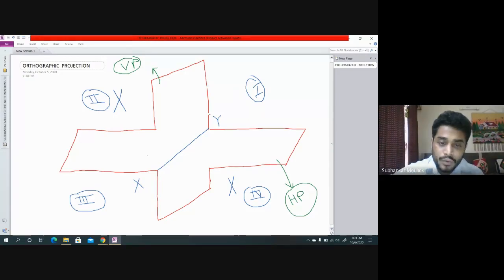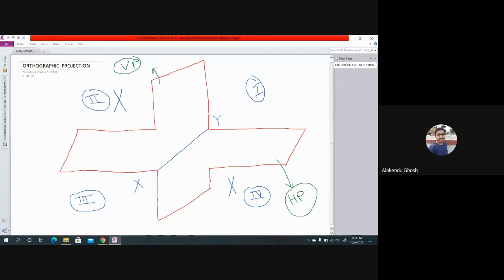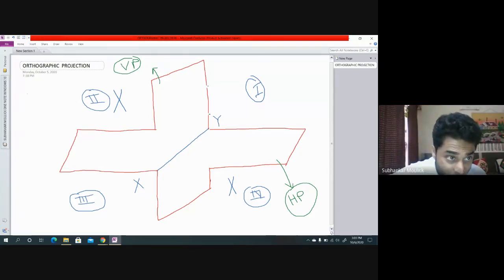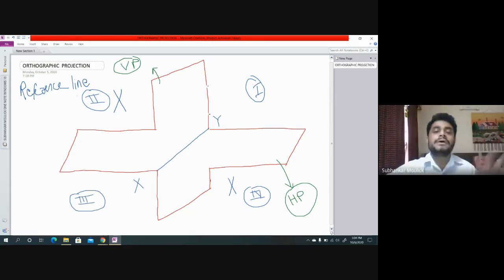Is it clear to all of you so far, this XY line? Yes, sir. Fine. So there is a technical term in orthographic projection. We will not call this XY line a dividing line. In orthographic projection, this XY line is known as the reference line. So always remember this XY line is your reference line, that means the dividing line that divides the horizontal plane and the vertical plane.